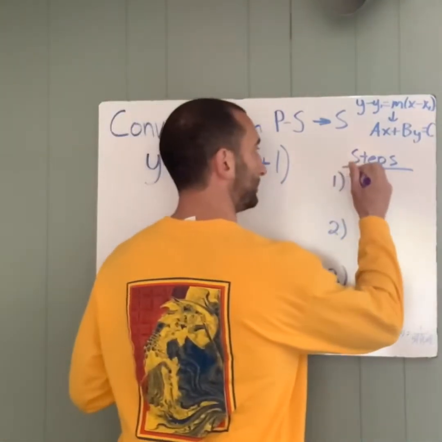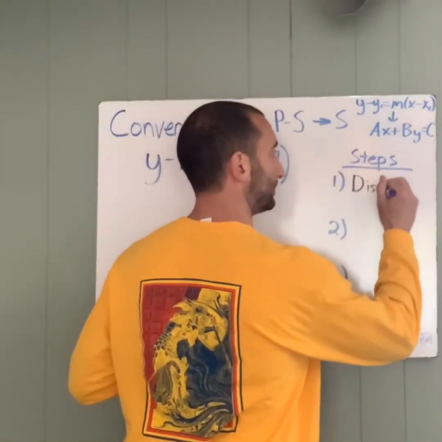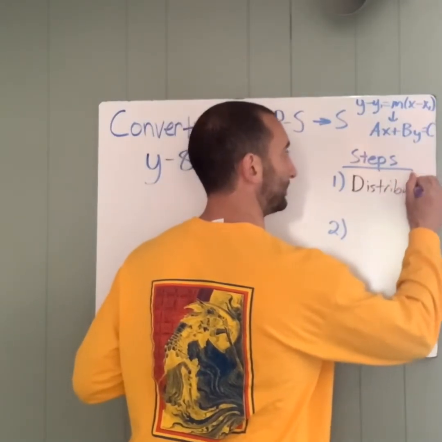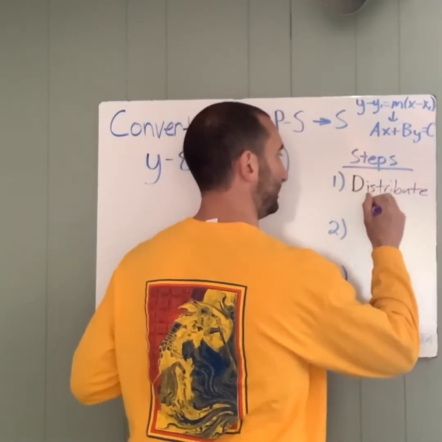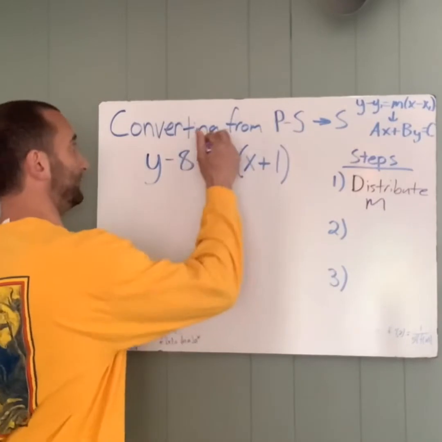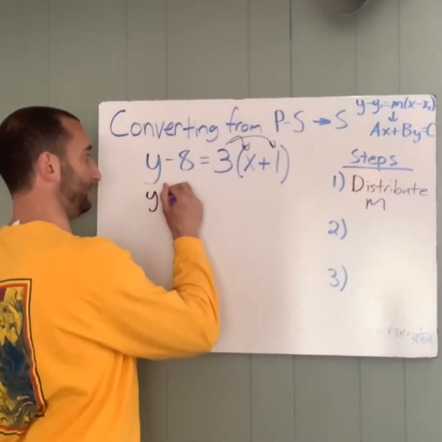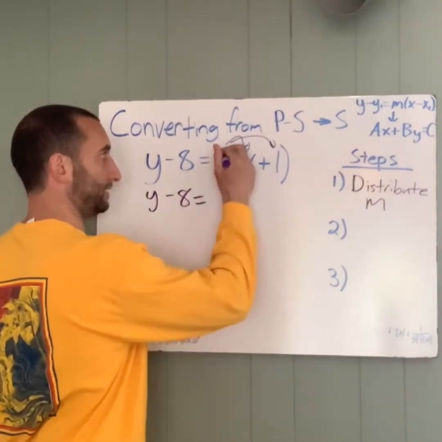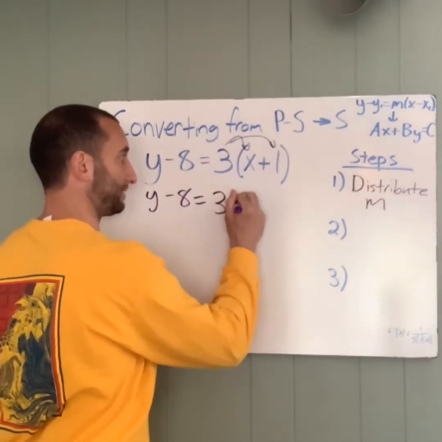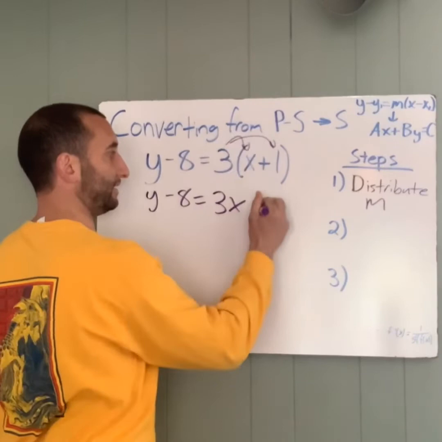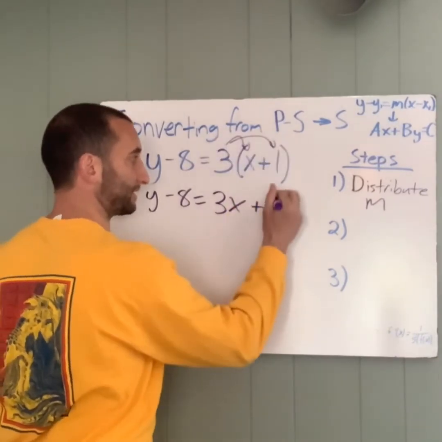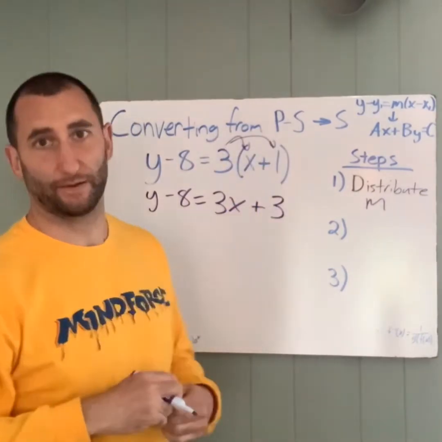So, distribute m. So let's do that. I'm going to leave this side the same. y minus 8 equals 3 times x, which is 3x, plus 3 times 1, which is 3. All right, so that was step 1.